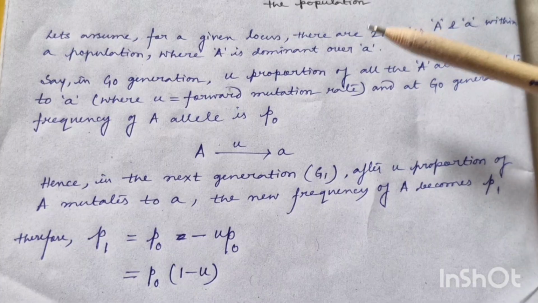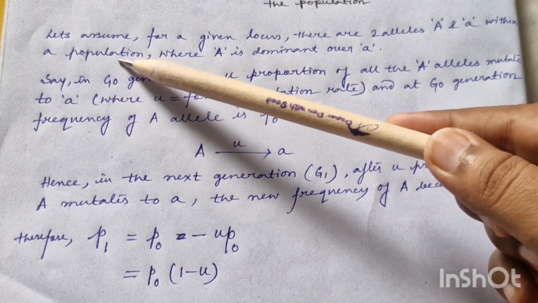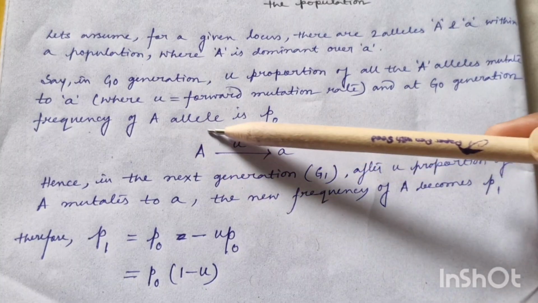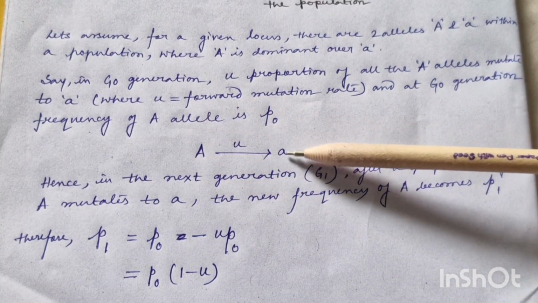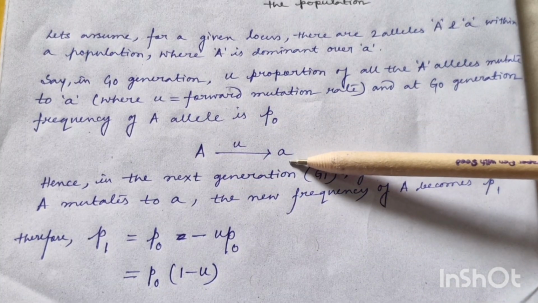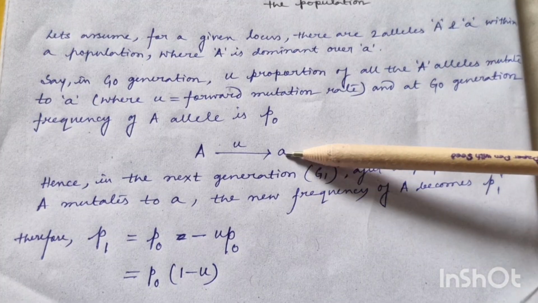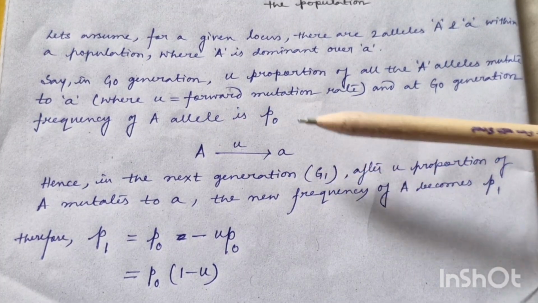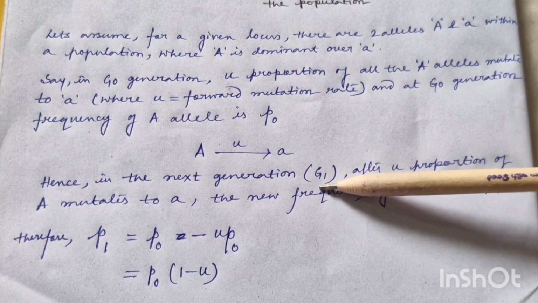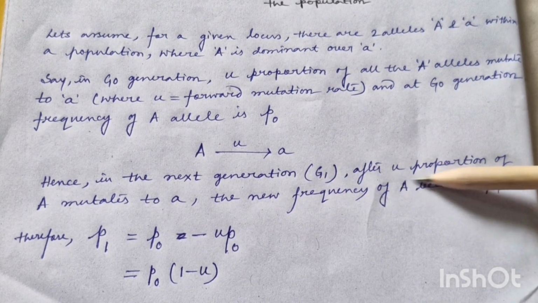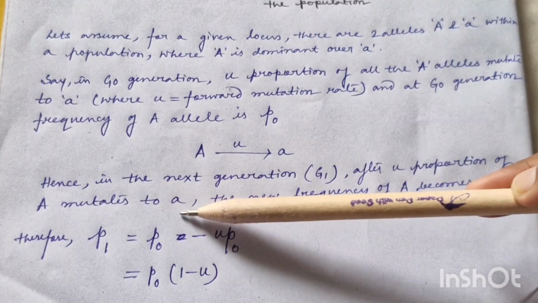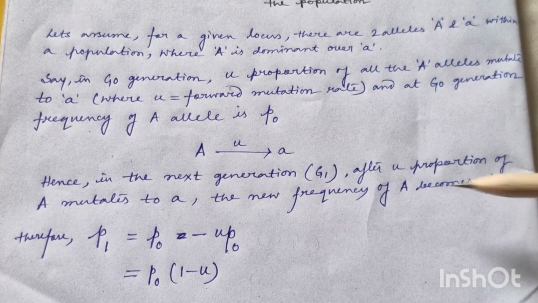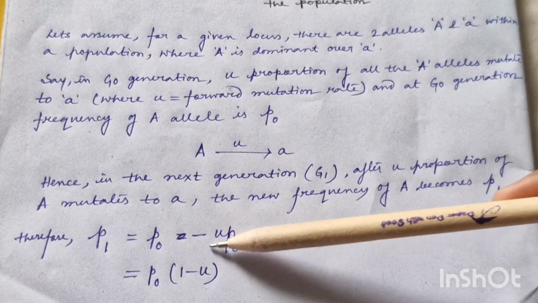Okay, so say at a particular generation, that is G0 generation, U proportion of all the capital A alleles is getting mutated into small a. And at that generation, the allele frequency of capital A is P0. Okay. So in the next generation, in the G1 generation, after the U proportion of capital A got mutated to small a, the new allele frequency for capital A becomes P1. So P1 equal to P0 minus UP0.